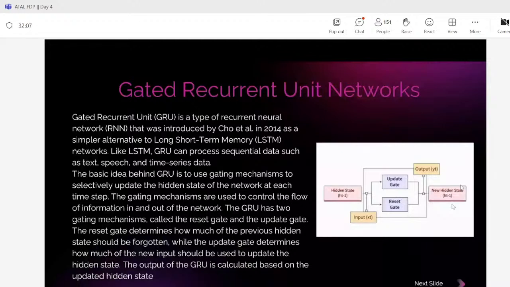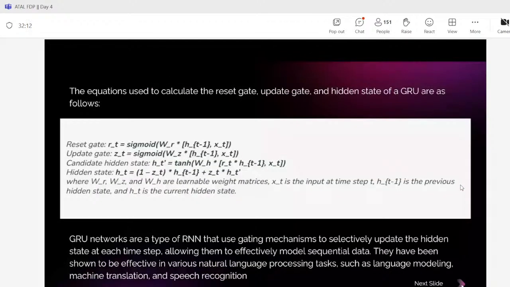And some of the equations used to calculate the reset gate, update gate, and hidden gate of GRU are as follows. They are also using the sigmoid function. rt is nothing but sigmoid of Wr into [h(t-1), xt], a two-variable vector, the previous state and the current state input. And the update gate formula is sigmoid of Wz into [h(t-1), xt], and the candidate hidden state uses tanh. So here we are applying tanh.